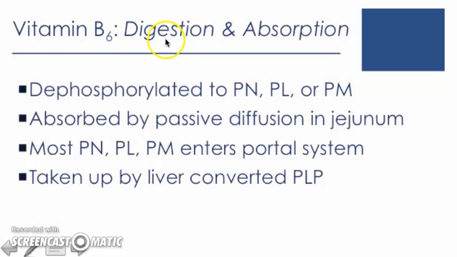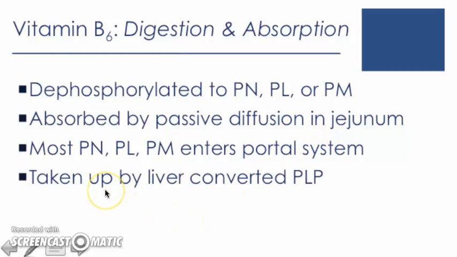Next, we'll see the processes as it relates to vitamin B6 digestion and absorption. So in the process of digestion, if you're consuming the phosphorylated form, so PNP, PLP, or PMP, that phosphorylated form will need to be dephosphorylated and yield the free form, and the free form, like the other B vitamins that we've discussed, is the form that will be absorbed. Vitamin B6 is absorbed by passive diffusion in the jejunum, and then once entering the enterocyte, it exits through the basolateral membrane and into portal circulation.